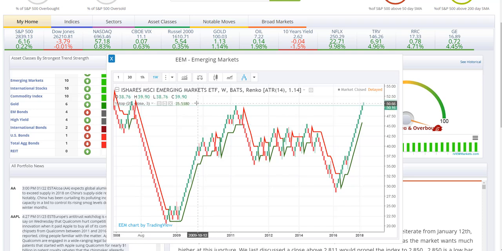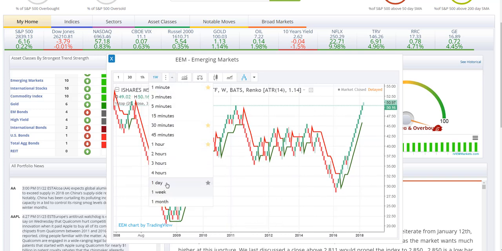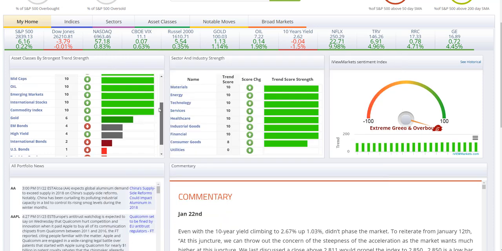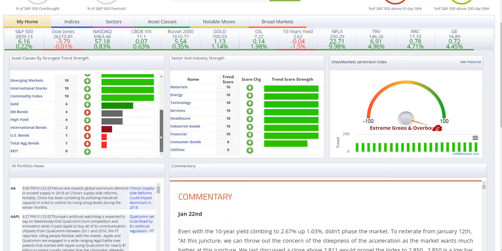So the Renko makes it very clean. You don't have to be extremely sophisticated to use it. Obviously, you would have done very well back in early 2016 when you first had that breakout with the Renko, even looking at that weekly. So now, those are the major asset classes that we look at.